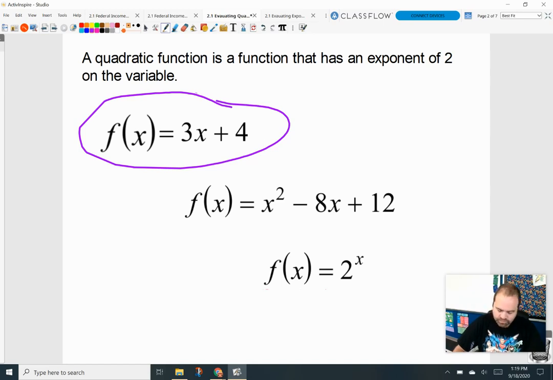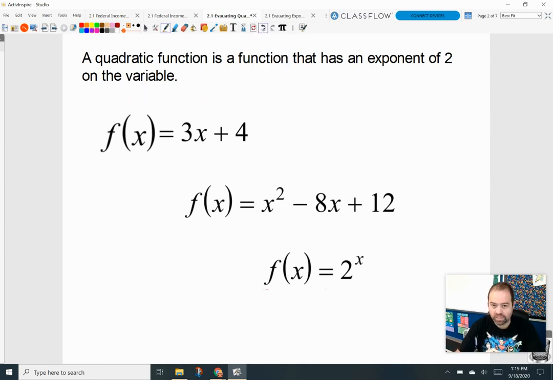However, the second one here is called a quadratic function simply because of the exponent of 2. Anytime you see an exponent of 2 on the variable, I'm stressing that, on the variable, it is a quadratic function. You can have exponents in the function, like if this were a 4 squared up here, that doesn't make it a quadratic function. It's when the exponent is on the variable. The variable is what's being manipulated. That's what's going to bump it up to a quadratic function.